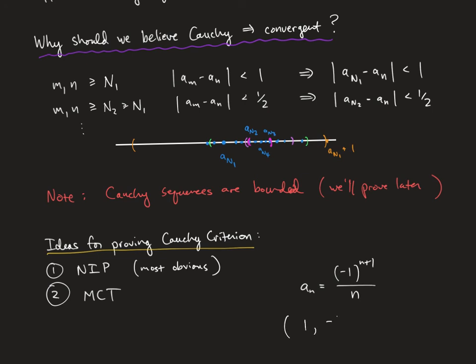We have a_1 = 1, -1/2, 1/3, -1/4, and then 1/5, etc. So that's what our sequence looks like. It's not monotone because it's hopping around, but what we see here is that there's a subsequence, a sequence inside this sequence, which is monotone. Actually, there's a couple that you can spot. We have this decreasing sequence, 1, 1/3, 1/5, 1/7, which converges to 0 and is monotone. And we also have this increasing sequence, -1/2, -1/4, -1/6, which also increases to 0.